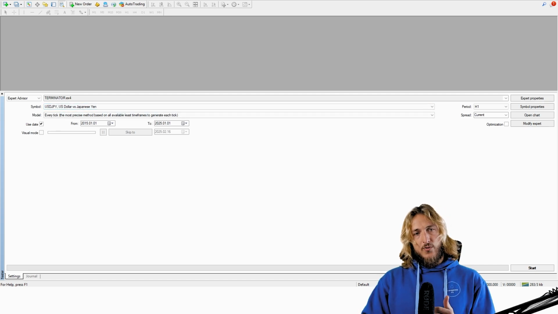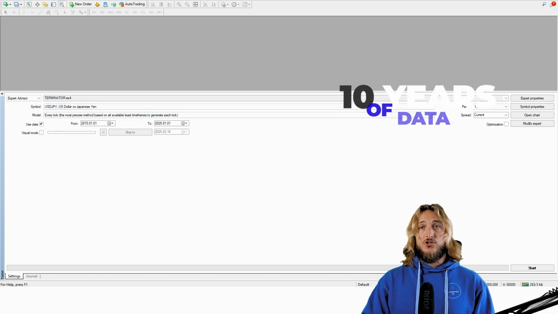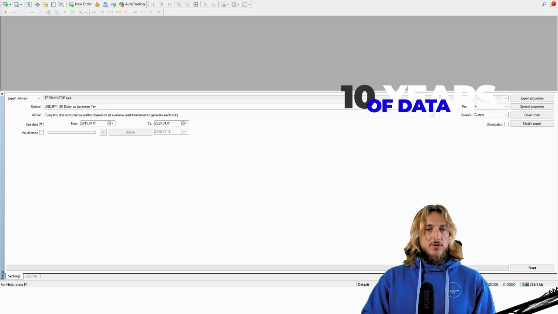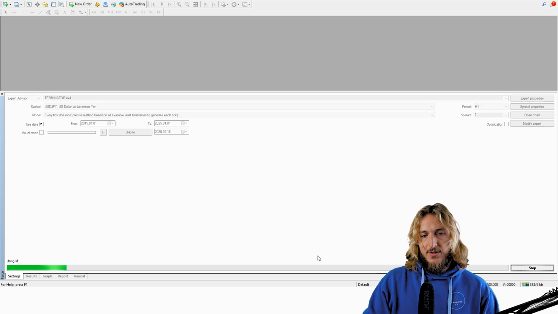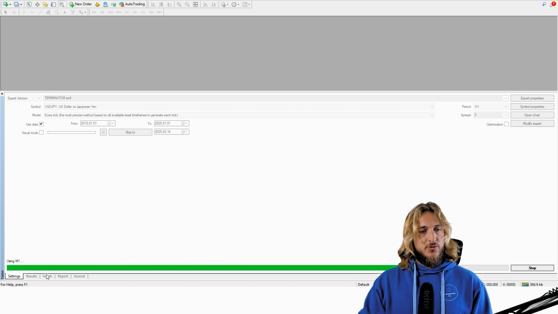So let's go and run the algorithm on the historical data. I will just, for simplicity, take the last 10 years, so from 2015 all the way up to 2025. Now, basically, it's building up the time frames, and then it will start running the algorithm on the historical data.